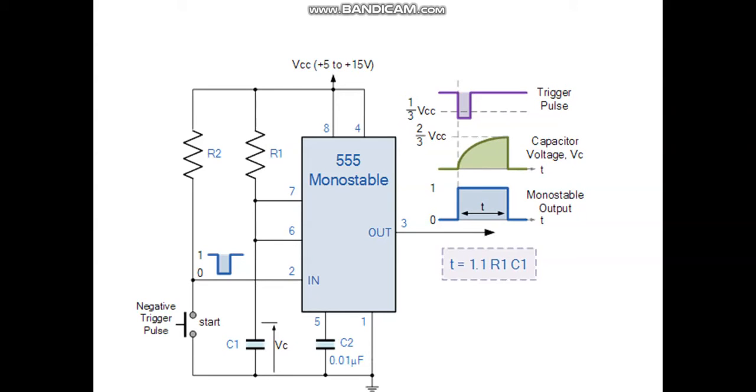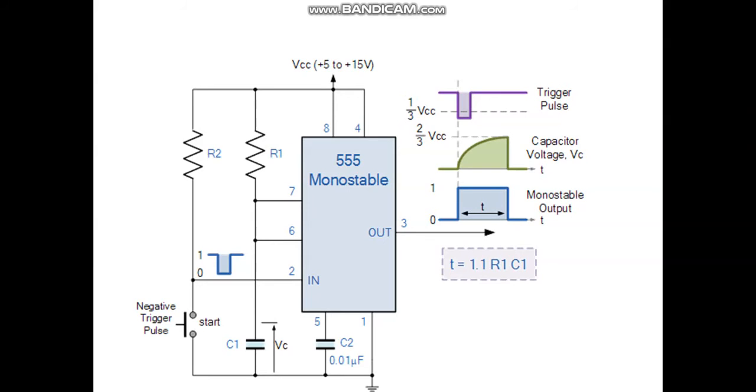And in the astable mode, we set it such that the charging and discharging of the capacitor is between 2 by 3 VCC and 1 by 3 VCC, so that the second comparator is not set. It is between 2 by 3 and 1 by 3 VCC.